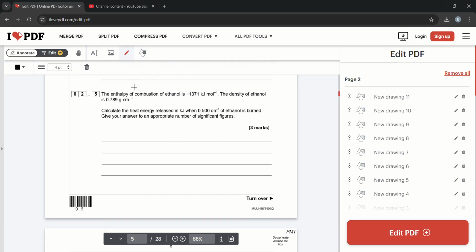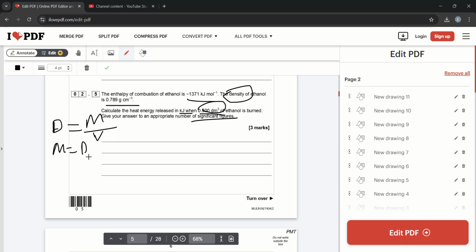And 2.5, the enthalpy of combustion is that, the density is that. Calculate the heat energy released in kilojoules when this much ethanol is burned, giving your answer to an appropriate number of significant figures, 3 marks. The first thing I can see is that we've got a density and a volume. What is the classic equation? Density is equal to mass over volume. So we can find the mass of ethanol: mass is just density times volume. So that's the first thing.